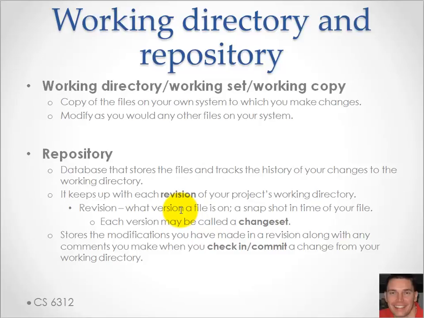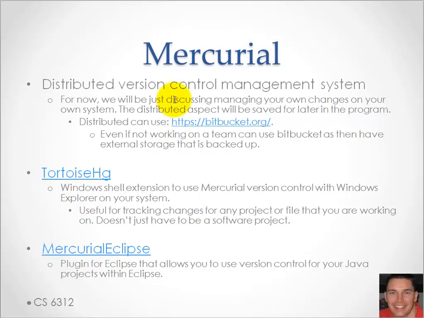When you commit a file, this is what the file looks like at that time. Each version may also be referred to as a change set. And depending on what version control system you're using, the terminology may vary just a little bit. There are several different version control systems out there. We are going to be using Mercurial, which is a distributed version control management system.